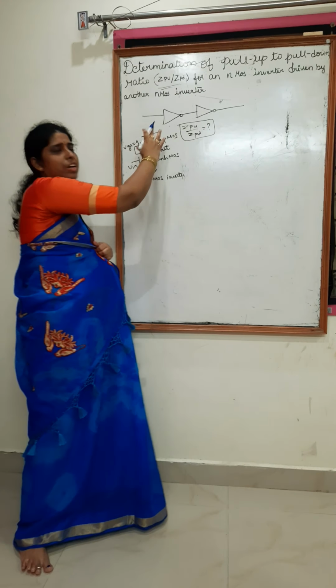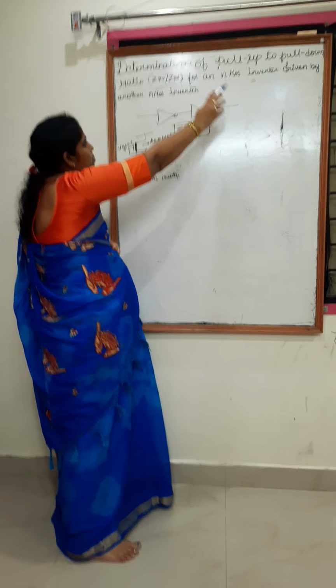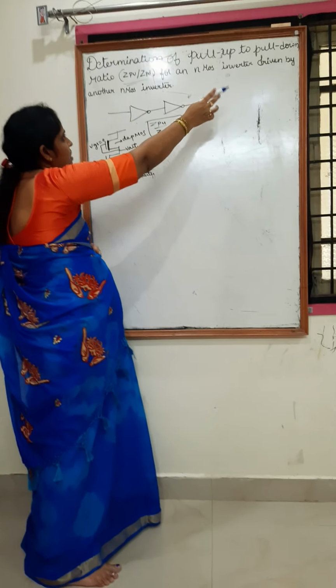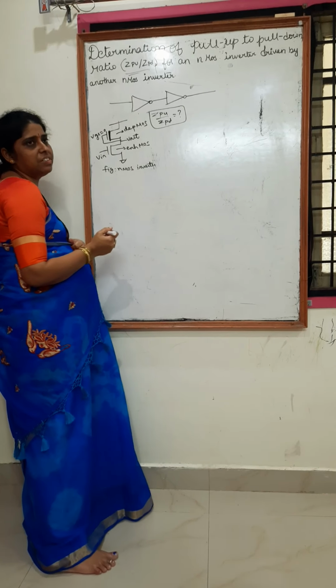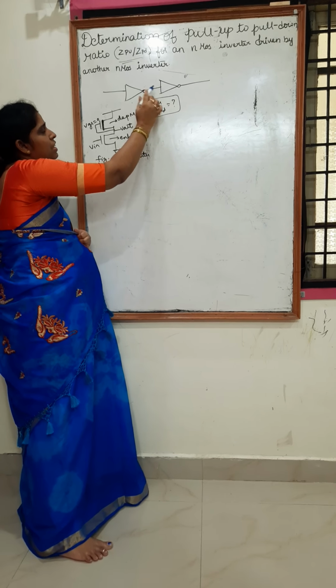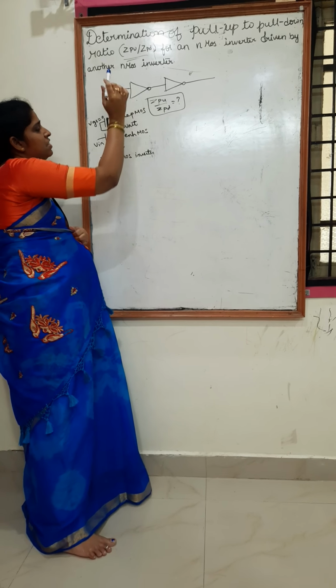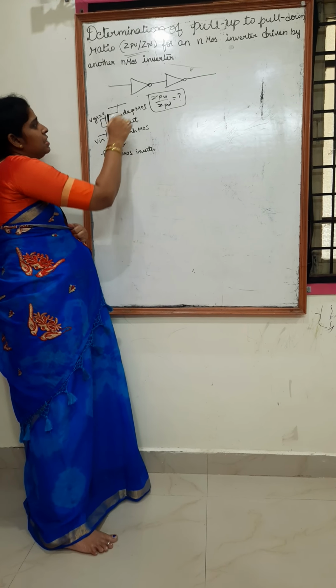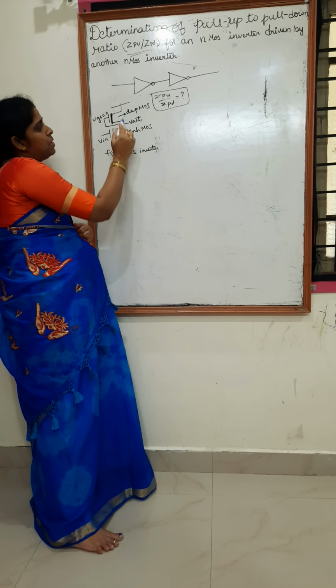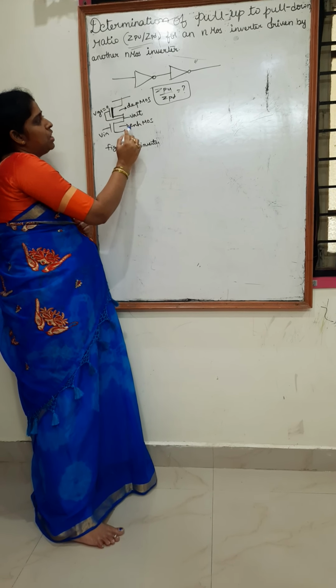In this video, I am going to discuss determination of the pull-up to pull-down ratio ZPU by ZPD for an NMOS inverter driven by another NMOS inverter. So this is an inverter, this is one more inverter, so one inverter is driven by the other inverter. This is an NMOS inverter where the depletion MOSFET is on the pull-up, and the enhancement MOSFET is on the pull-down.